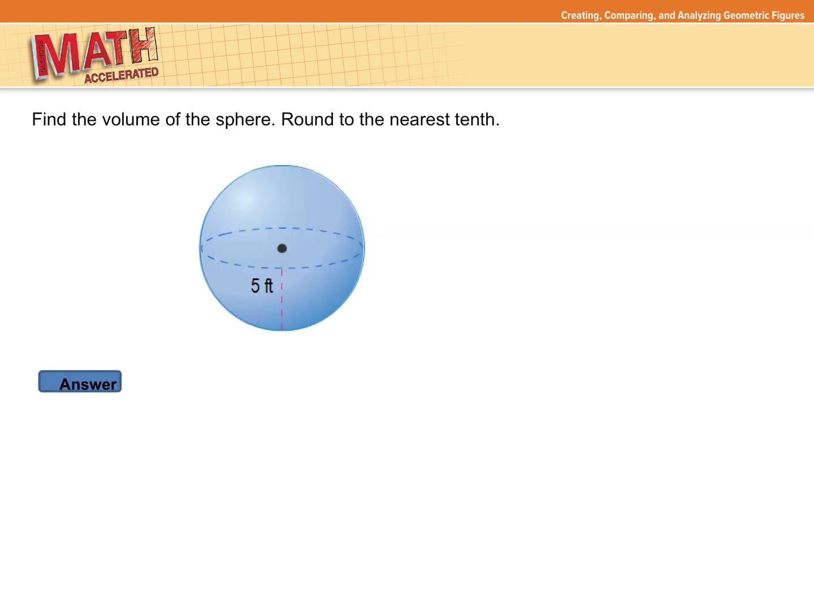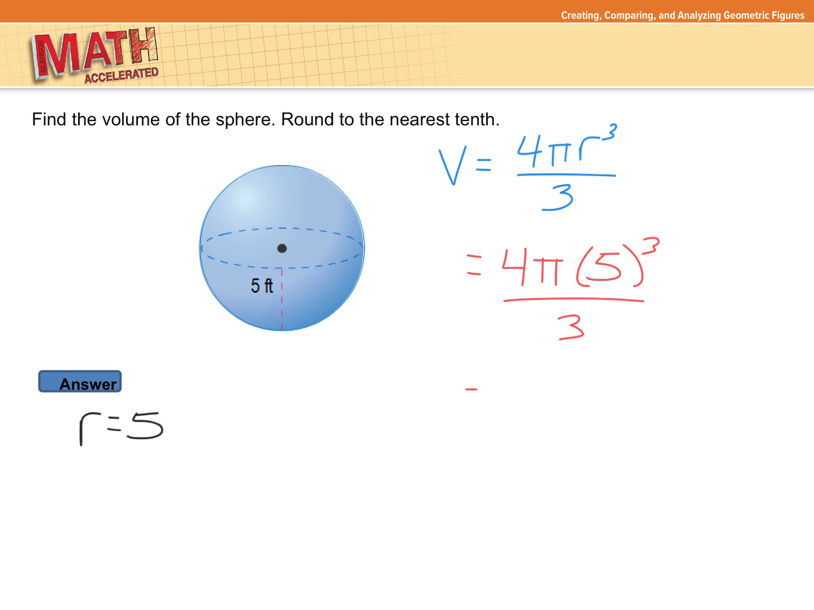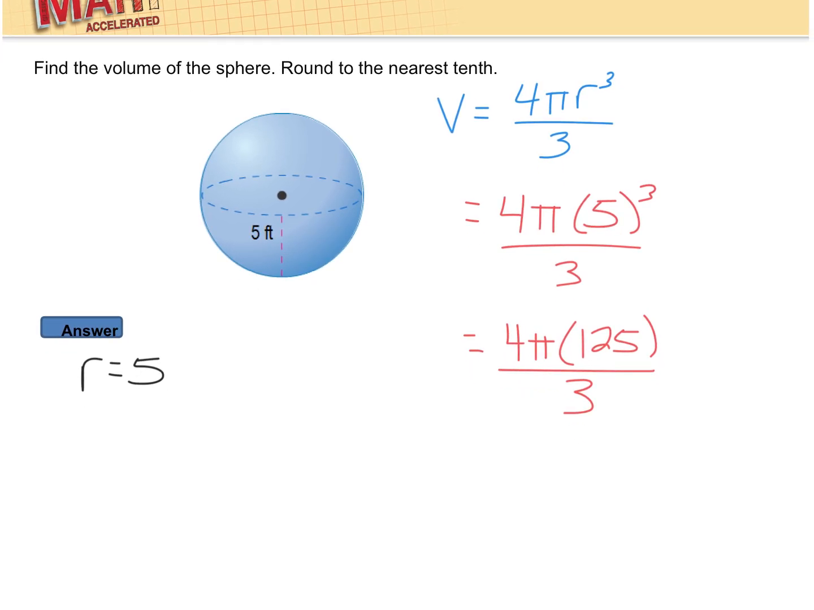Okay? So, looking at this example, we have 4 pi r cubed divided by 3. What is the radius of this sphere? 5. Yep. So plug all of that in. By all of that, I mean the 5. 4 pi times 5 to the third divided by 3. So what does 5 to the third mean? 5 times 5 times 5. So we get 4 pi times 125 divided by 3.